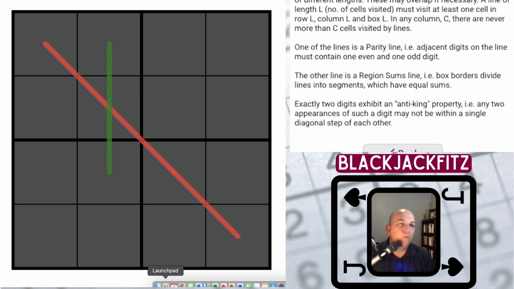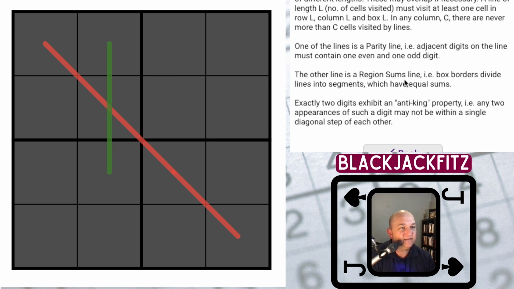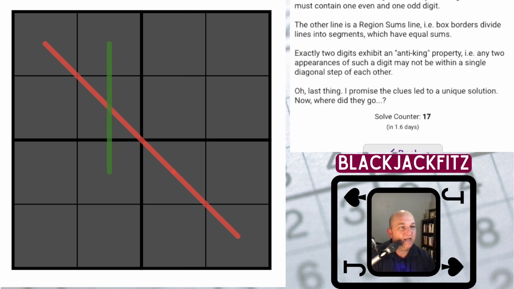One of the lines is a parity line, i.e. adjacent digits on the line must contain one even and one odd digit. And the other line is a region sum line, i.e. box borders divide the line into segments which have equal sums. Exactly 2 digits exhibit an anti-king property, i.e. any 2 appearances of such a digit may not be within a single diagonal step of each other.